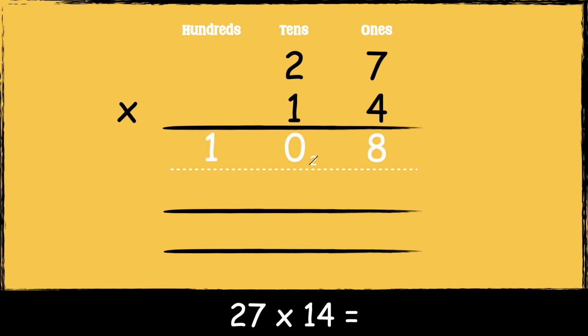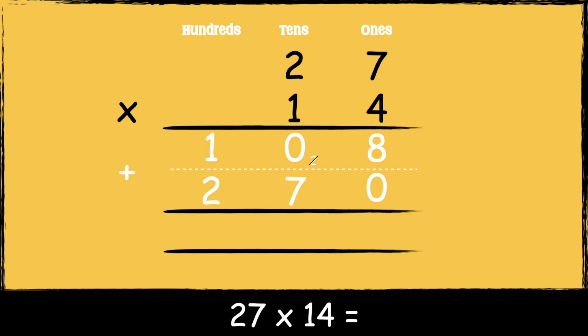So now we need to multiply 1 ten by 7. As we're now multiplying the number in the tens column, we need to use 0 as a placeholder in the ones column. So now that we've got 0 as our placeholder, we can multiply 1 ten by 7. 1 times 7 is 7. Now we can multiply 1 ten by 2 tens. 1 times 2 is 2.